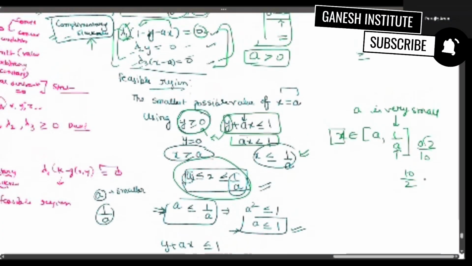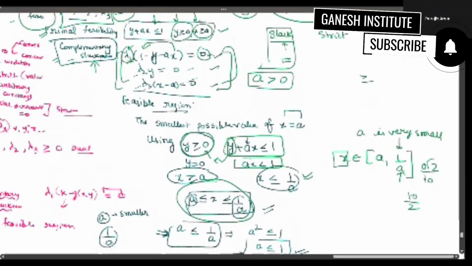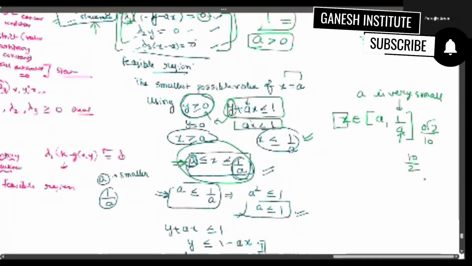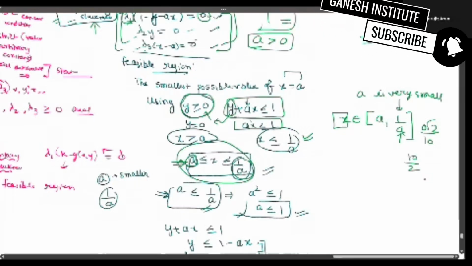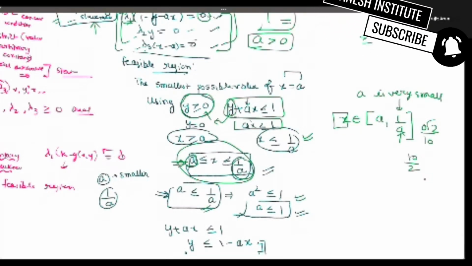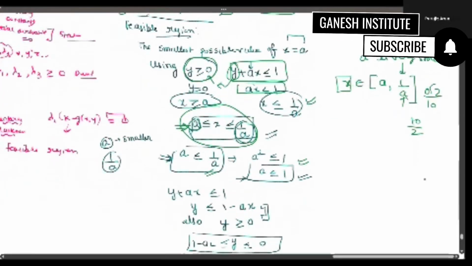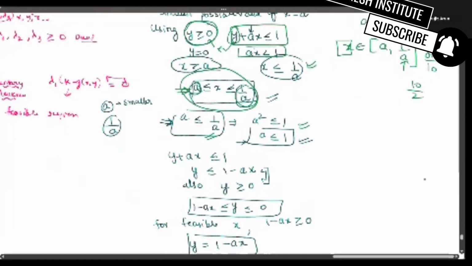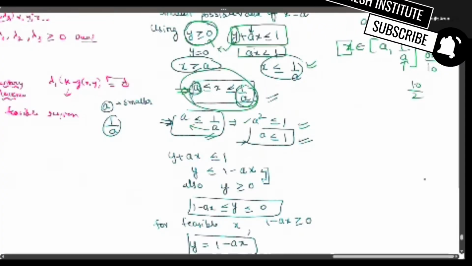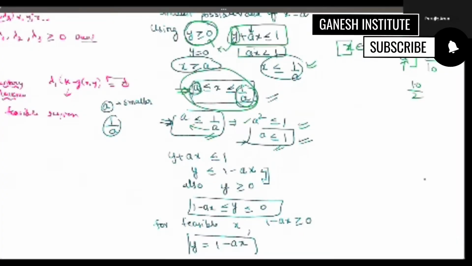Now, from this feasibility, I can say A is smaller, 1 by A is greater, right? So A I found out: A square is less than or equal to 1, so A is less than or equal to 1, right?